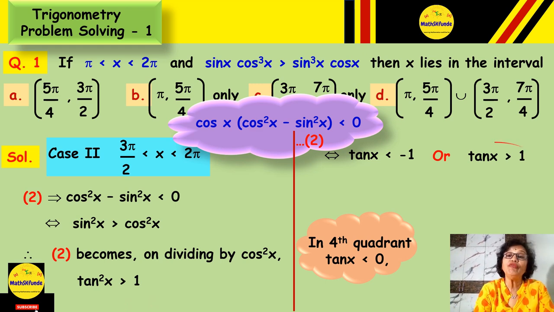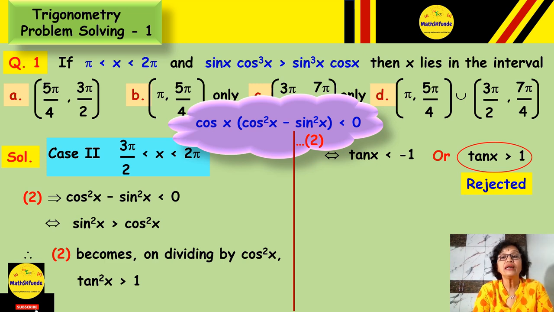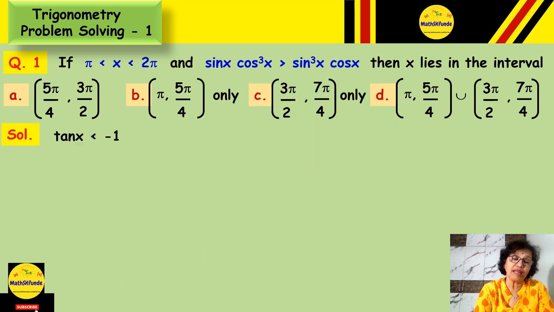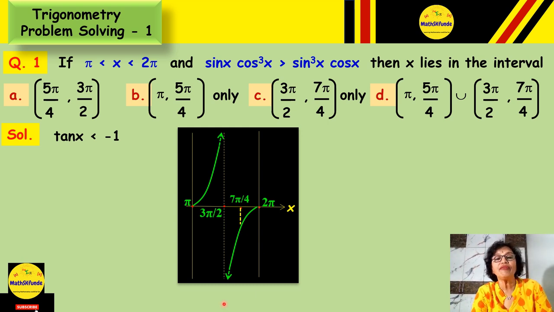Correct? So, we will try to eliminate this. That we do not want this. Now tan x greater than 1 will have to be rejected, and now you will have only condition that tan x is less than -1. Now how to deal with it? Again, go for graph and try to draw graph between now 3 pi by 2 and 2 pi. Concentrate only in this part.